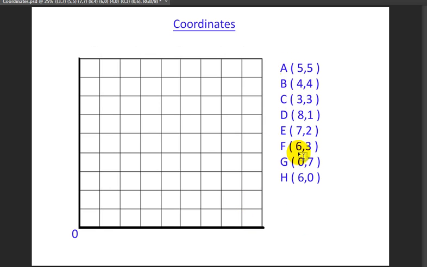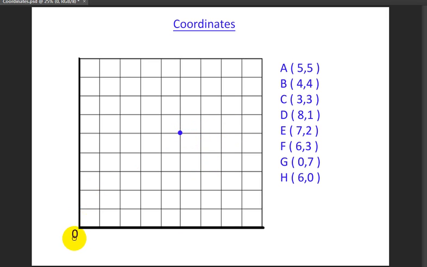Let's do the reverse now. In the reverse, we are given the coordinates and we need to place the points. So let's begin immediately. A is at 5, 5. All right, so we need to go 1, 2, 3, 4, 5, and then 1, 2, 3, 4, 5. Right here, that's A.